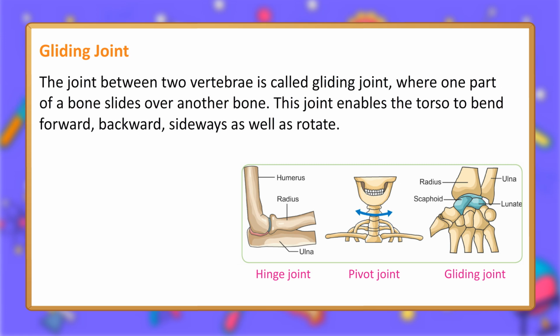Gliding joint. The joint between two vertebrae is called a gliding joint, where one part of a bone slides over another bone. This joint enables the torso to bend forward, backward, sideways as well as rotate.